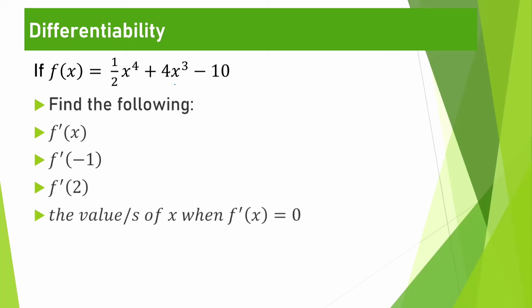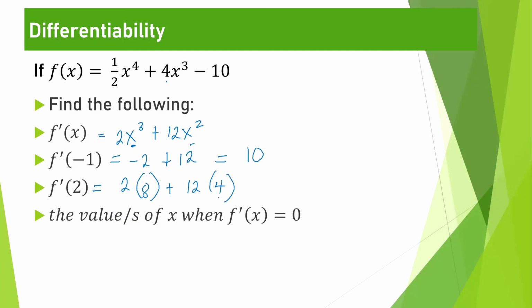Let's find the following. Yan, so f prime of x, medyo ma-fraction lang, no? So 4 times 1/2 is 2. This is x cubed. That will be plus 12x squared. So f prime of negative 1, this is negative 2 plus 12. So 12 minus 2 will be 10. Okay. Now for f prime of 2 naman, substitute tayo ng 2 sa ating x. This is 2 times 8 plus 12 times 4. Okay. So this gives us 16 plus 48 and that will be 64.